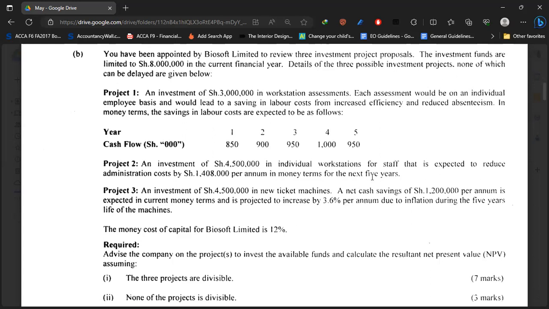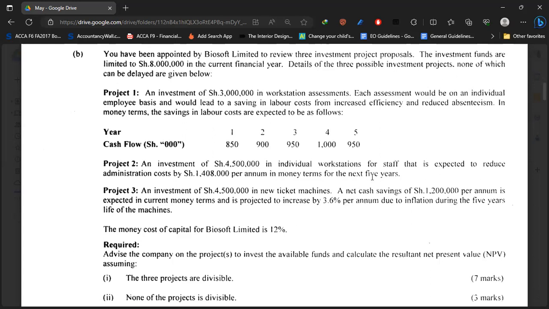Project 2, an investment of 4,500,000 in an individual workstation for staff that is expected to reduce administration cost by 1,408,000 per annum in money terms for the next 5 years. Project 3, an investment of 4,500,000 in a new ticket machine. A net cash savings of 1,200,000 per annum is expected in current money terms, and is projected to increase by 3.6% per annum due to inflation during the 5 years life of the machine. The money cost of capital for Biosoft Limited is 12%.